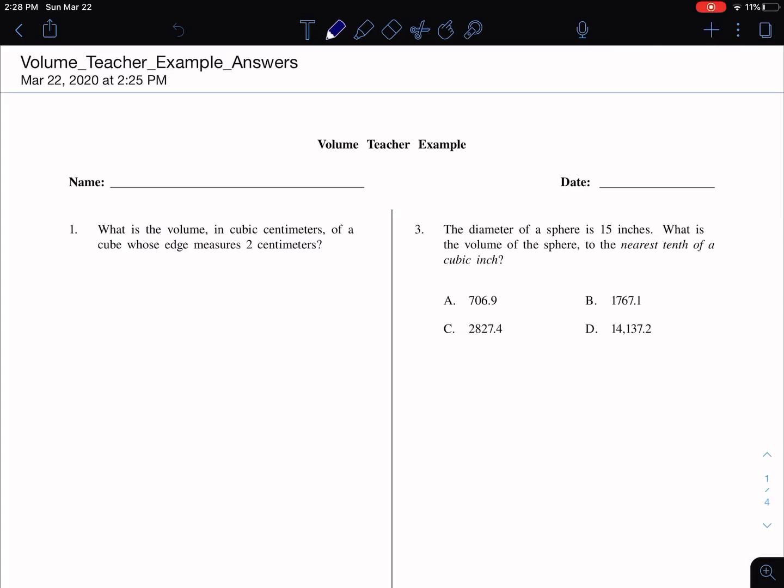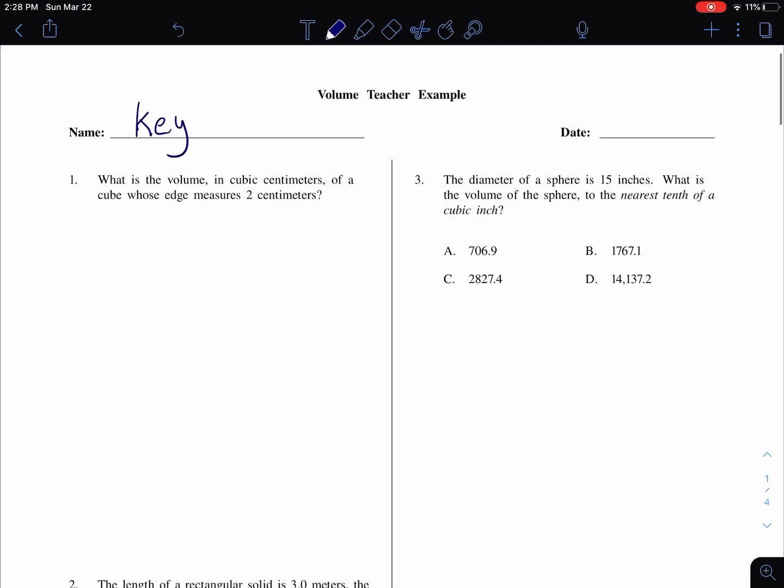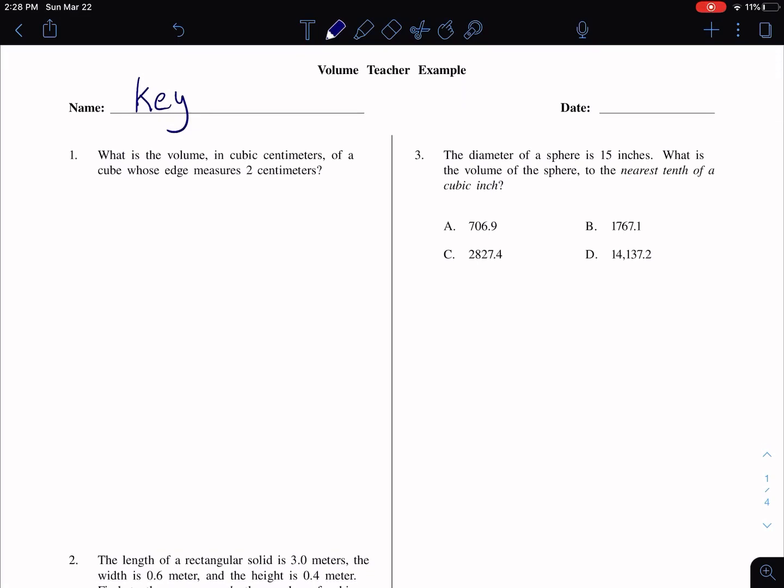So we're going to go through this example together. I've got some different problems here on volume, and I'm going to show you how to do these, and then you'll be able to do some of these on your own. So this will be, for all purposes, our key, okay? But I have attached in the Google Classroom a blank copy of this, so if you have a printer accessible, you can print this out and follow along with us.